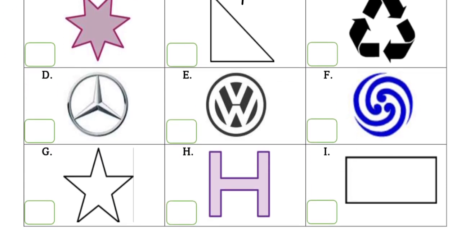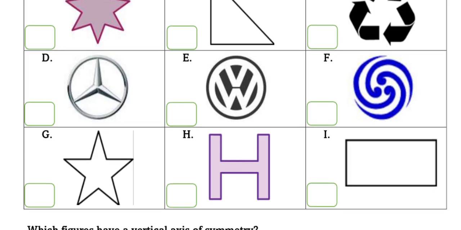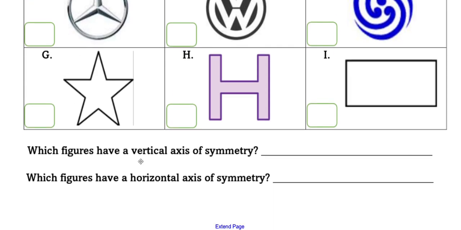Alright, you should be able to try these example problems on your own. Try drawing each of the lines of symmetry. A vertical axis of symmetry means straight up and down. Horizontal means straight left to right.